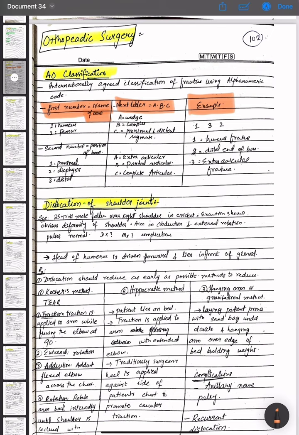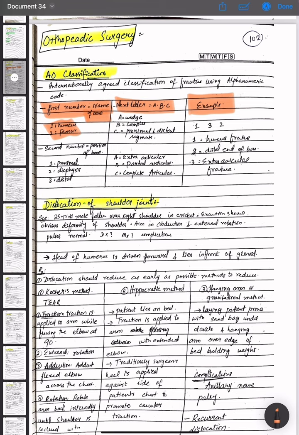This is an internationally agreed classification of fractures using an alphanumeric code. Numbers are used to denote the orthopedic trauma level. So the first number is the name of the bone, then we have the next letter, which is A, B or C. For example, if the first number is 1, then it is the humerus bone. 2 is the femur bone. Then the second number shows the position of the bone.